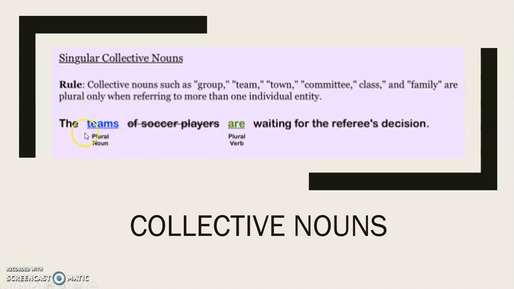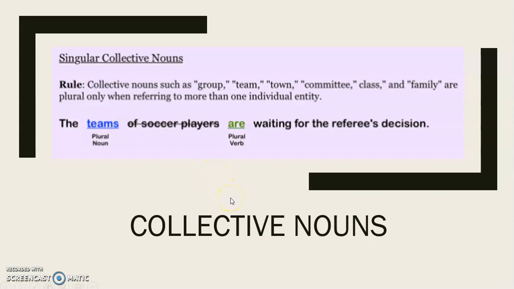If the collective noun is plural, as you see here, the teams of soccer players are waiting for the referee's decision. Here, the collective noun is plural, which means we're talking about more than one team of soccer players. Again, we're ignoring the fact that they are soccer players because we are looking at the collective entity of teams. Because teams is plural, we also have to have a verb that is plural. And so instead of using is here, we would use the word are.